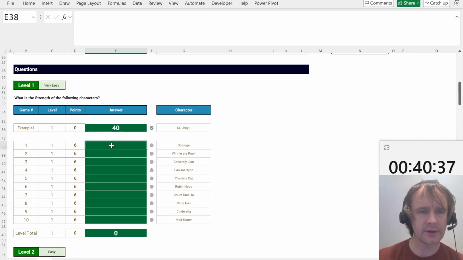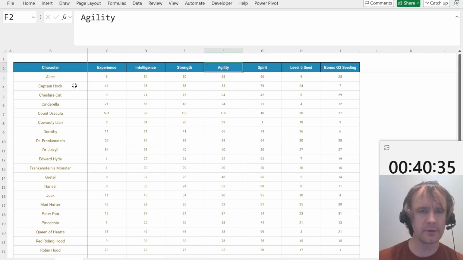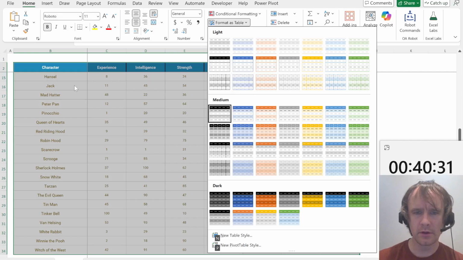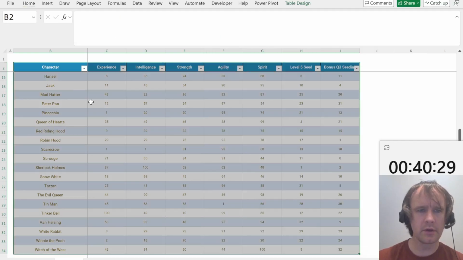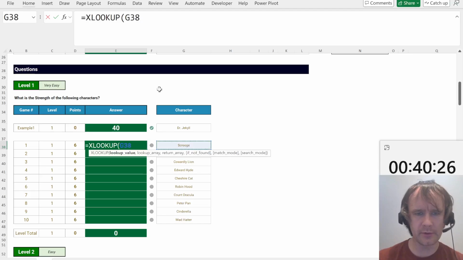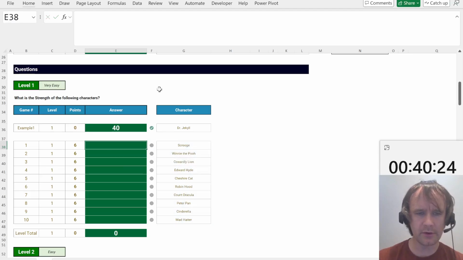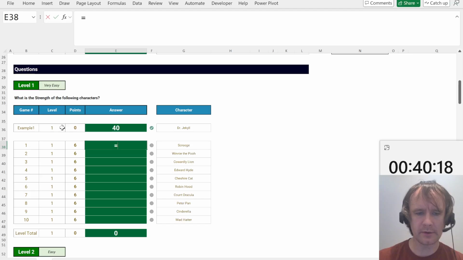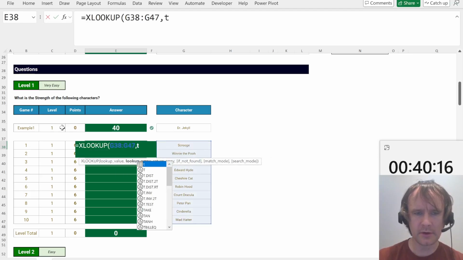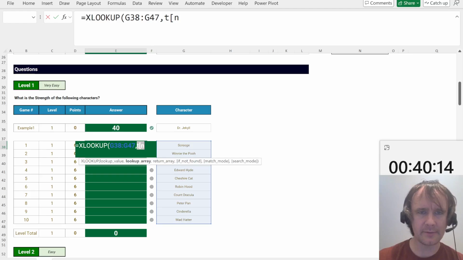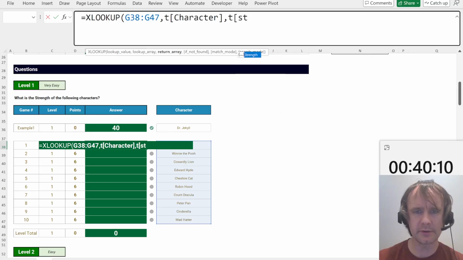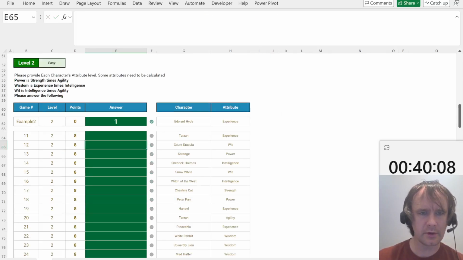So what is the question? Strength of the following characters. So I want to XLOOKUP this in, I didn't give it a name, which I should have done, T being my favorite. Then it's going to be XLOOKUP this in T name, in T character, fine, returning from T strength. Okay.